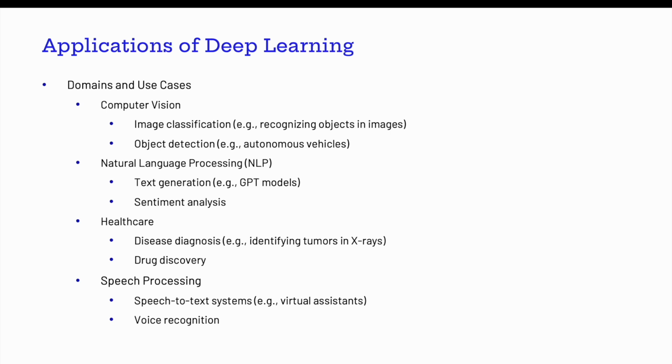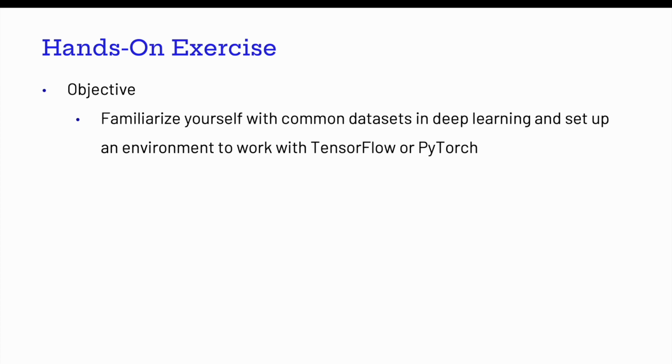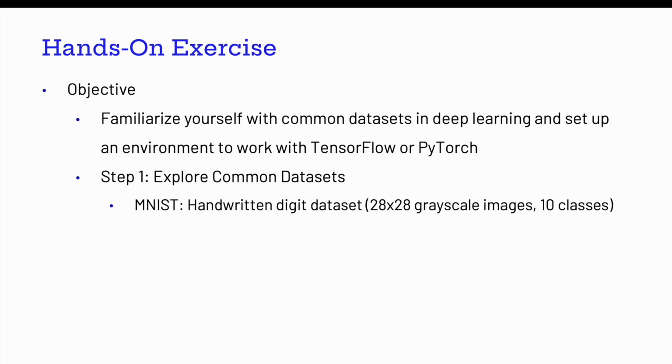So based on all these, let's jump into a hands-on exercise where we will familiarize ourselves with common datasets in deep learning and set up an environment to work with TensorFlow and/or PyTorch. We're going to use both. So I'm going to first show TensorFlow and then we're going to jump into PyTorch. So first step is to explore common datasets. We have MNIST, which is a handwritten digit dataset, 28 by 28 grayscale images and 10 different classes. We have CIFAR-10, which is 60,000 32 by 32 color images across 10 different classes.